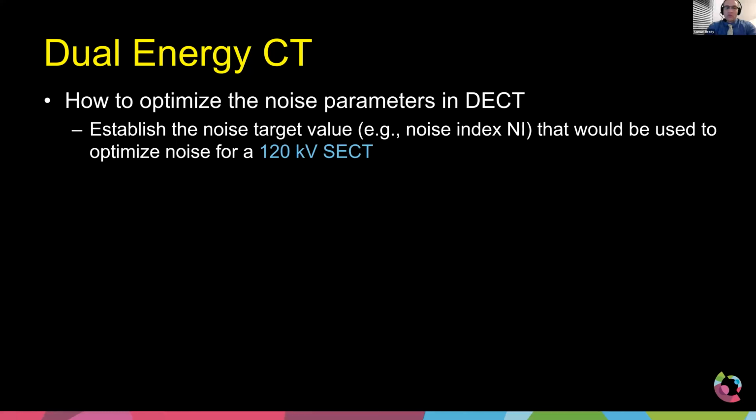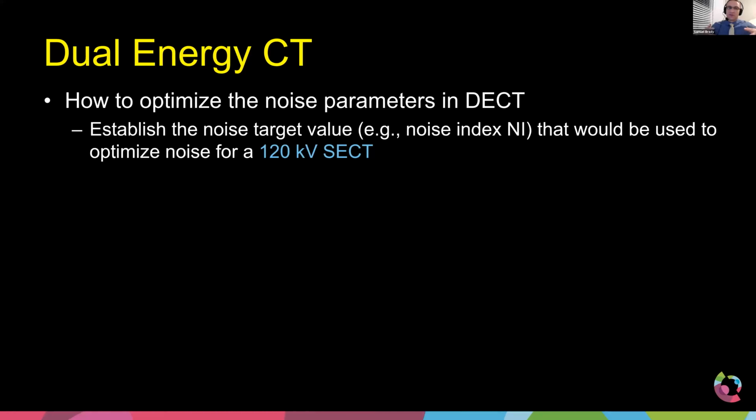Now, when you go to set the right amount of noise in the image, you may ask yourself, how do I do that? I've got two energies, and how do I optimize the noise in both of these energies? Well, luckily, the CT scanner does most of this. The vendors, before they even sold you the scanner, did a lot of research and built a lot of different algorithms in the background.